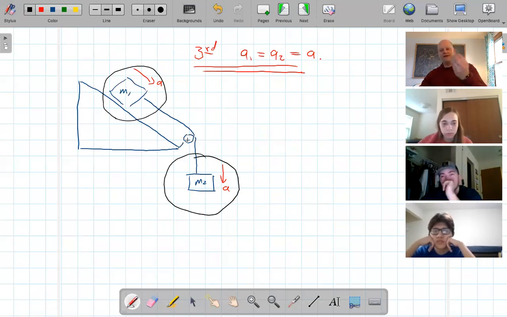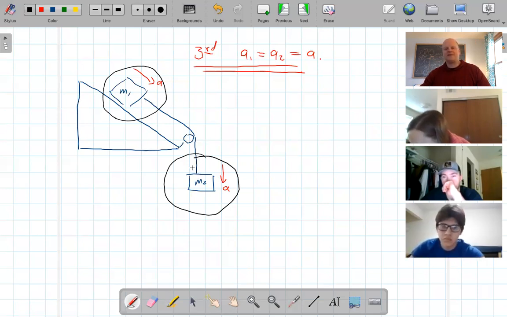Again, the way we deal with problems like this, things that are coupled to each other, is we look at the forces on each one individually, but then use the fact that the accelerations are the same and the tensions are the same. So most of the time the tension is simply going to be used as an intermediate to relate this guy to this guy.